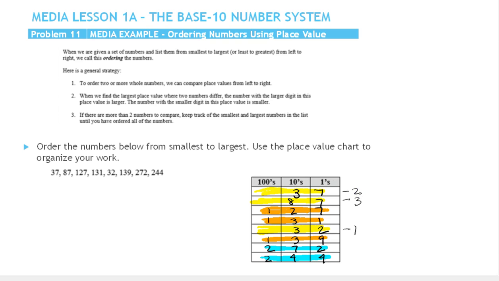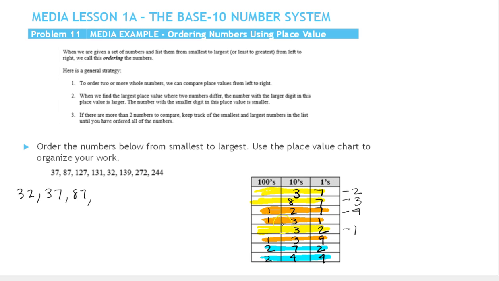So this is going to start our list. So we have 32, 37, and 87. Now let's move on to the numbers in orange that have a 1 in the hundreds place. So we know they all have at least 100. Now we're going to compare the tens place. Well, we have a 2, a 3, and a 3. So the one with the 2 is definitely the smallest, so that's my next number. So it's going to be the fourth number in our list.